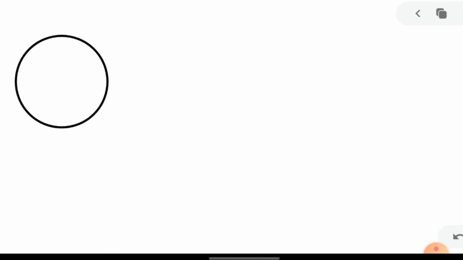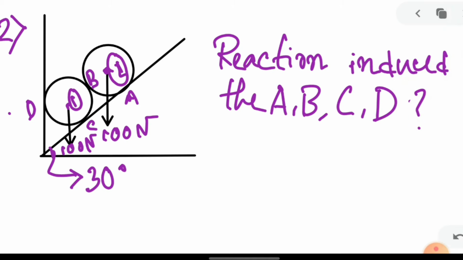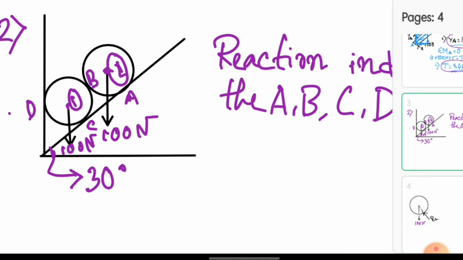From this point, the force acting on the ball is 100 Newton. What are the other forces on this ball? You can see that from point C there is a reaction force on the first ball. We consider it RC, in this direction.